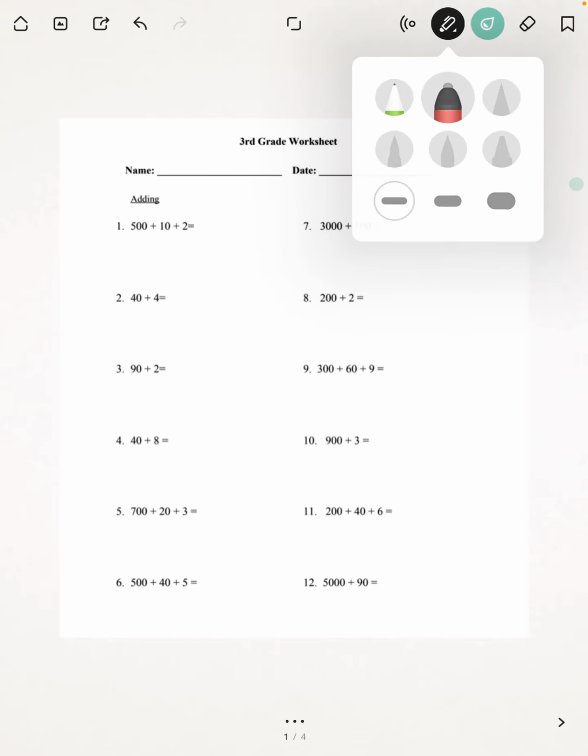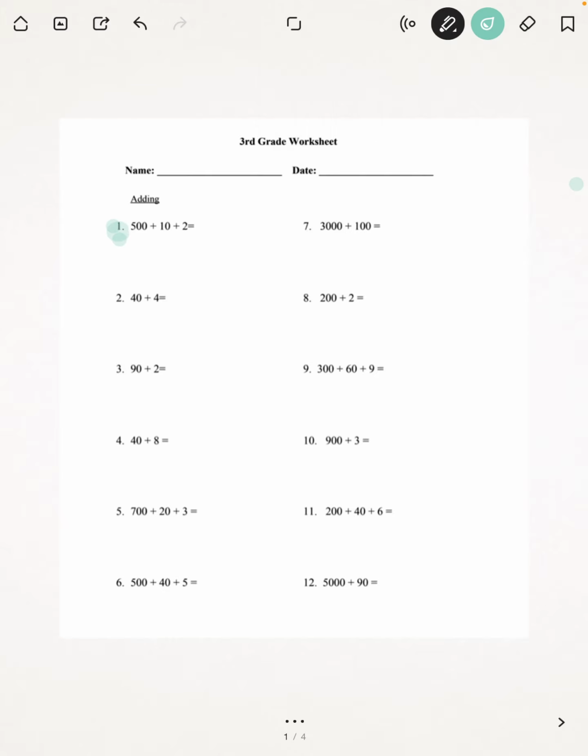So, we could do questions 1, 5, 8, and 11.